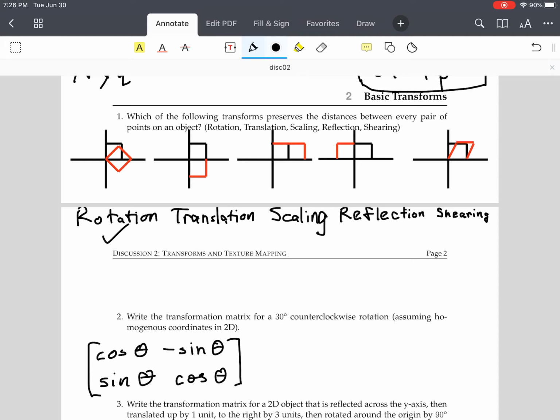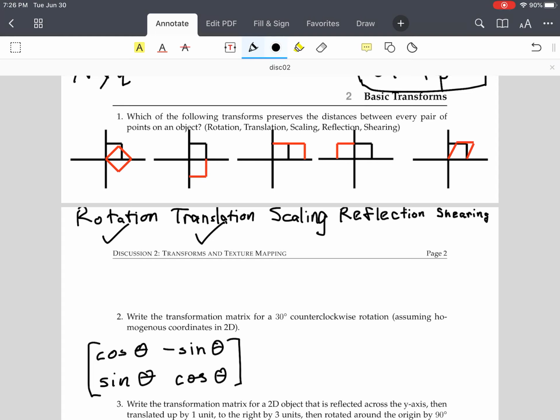Okay. Next up is translation. So all translation is taking an object from one spot and just shifting it over to another spot. We don't change it, nothing. We just move it. So translation also is going to preserve the distances between every pair of points, since we're just taking the exact same shape and just moving it to a new location, like we did with this red square from that black square. So translation, also good.